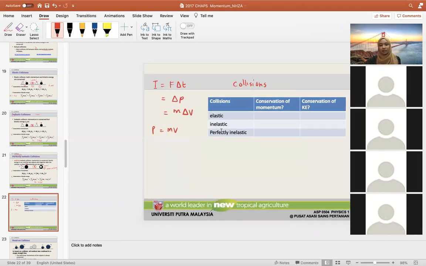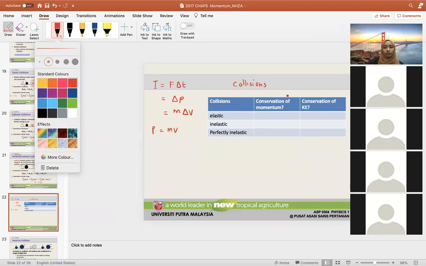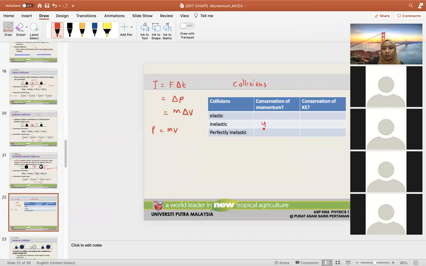Okay, Zahra, inelastic collision: is momentum conserved or not? Conserved. What about conservation of KE? No. Okay, thank you. Correct. Shakirin, perfectly inelastic. Is Shakirin there?